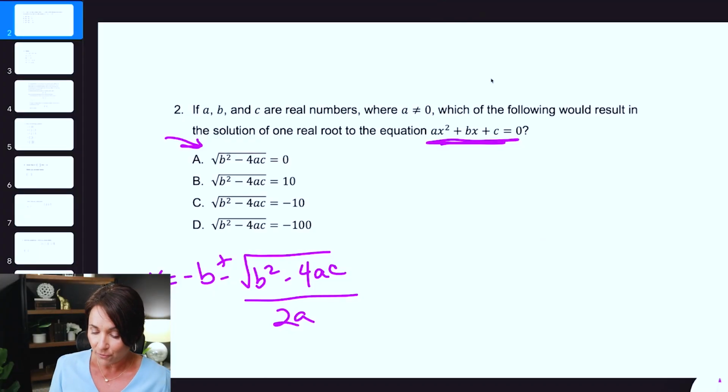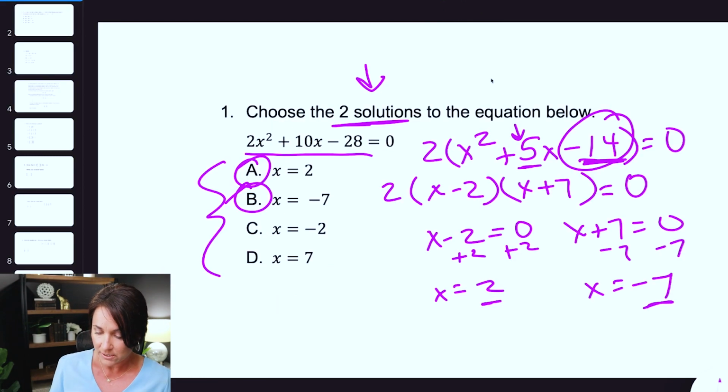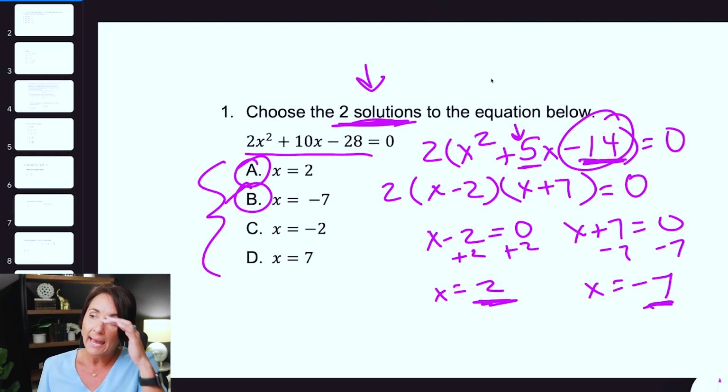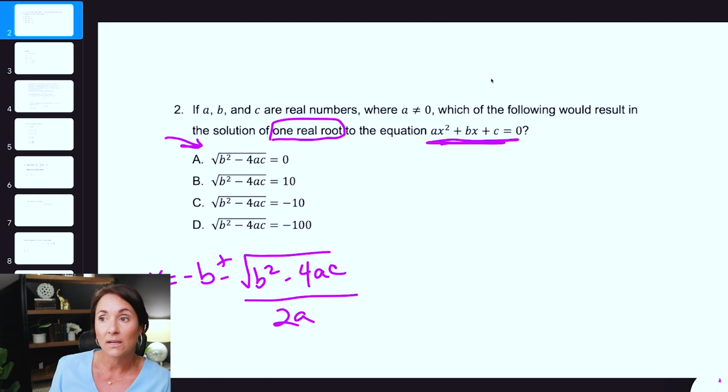Now, it says here we're looking for one real root. If we go back to our first question, notice there are two real roots here. Here they call them two solutions, but they're real numbers, so they're roots. So 2 and negative 7 are real. This one has two solutions, but we're looking for a situation where we only have one real root. Right away, I'm going to tell you that in order to get one real root, it has to be equal to 0. So A is going to be your answer if it's one real root.